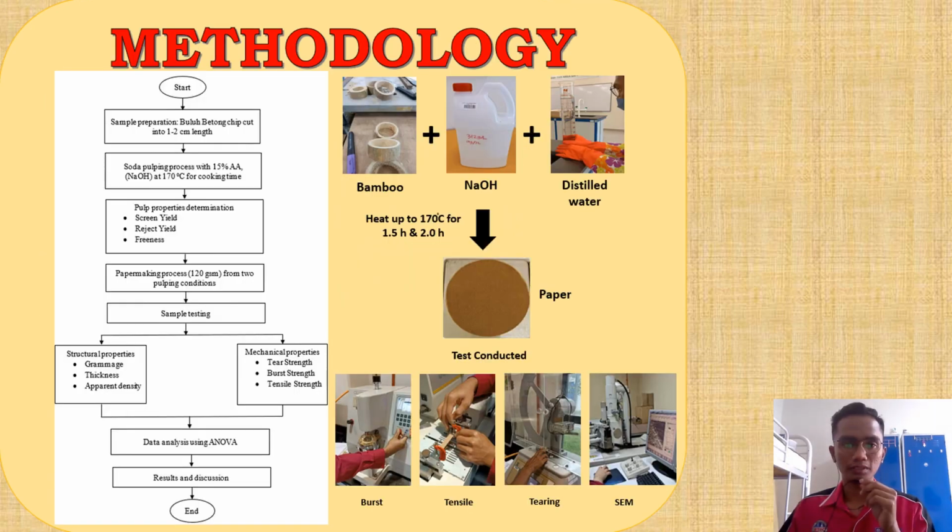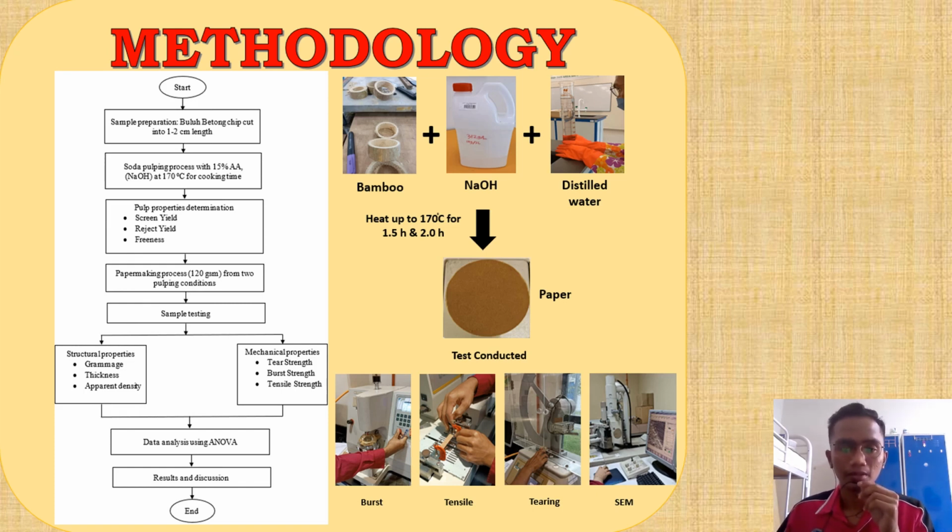Next, we move to the methodology part. Three main materials that were used in this research are bamboo, sodium hydroxide, and distilled water. First of all, Buluh Betong chips were cut into 1 to 2 cm length, and the amount of sodium hydroxide and also the amount of distilled water were determined by using calculations that had been done before. And then these materials were mixed in the rotary digester and heated up to 170 Celsius for 1.5 hours for the first condition and 2 hours for the second condition.